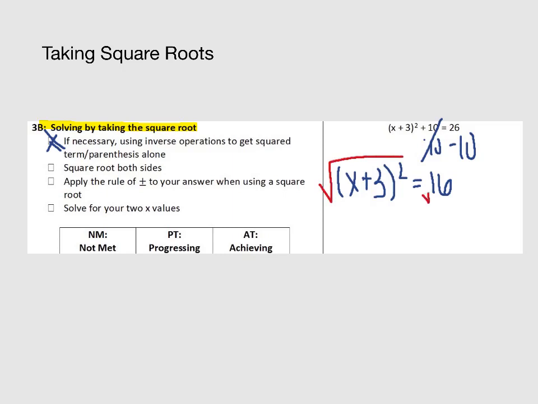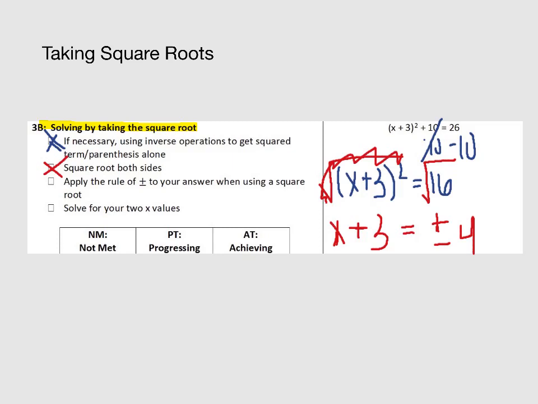I square root both sides of my equation. Now, when we square root a square sign, they cancel out, and we are just left with the stuff inside my parentheses, which is x plus 3. When I take the square root of 16, I get plus or minus 4. So that is the third success criteria. Whenever you square root a perfect square, it's always plus or minus.